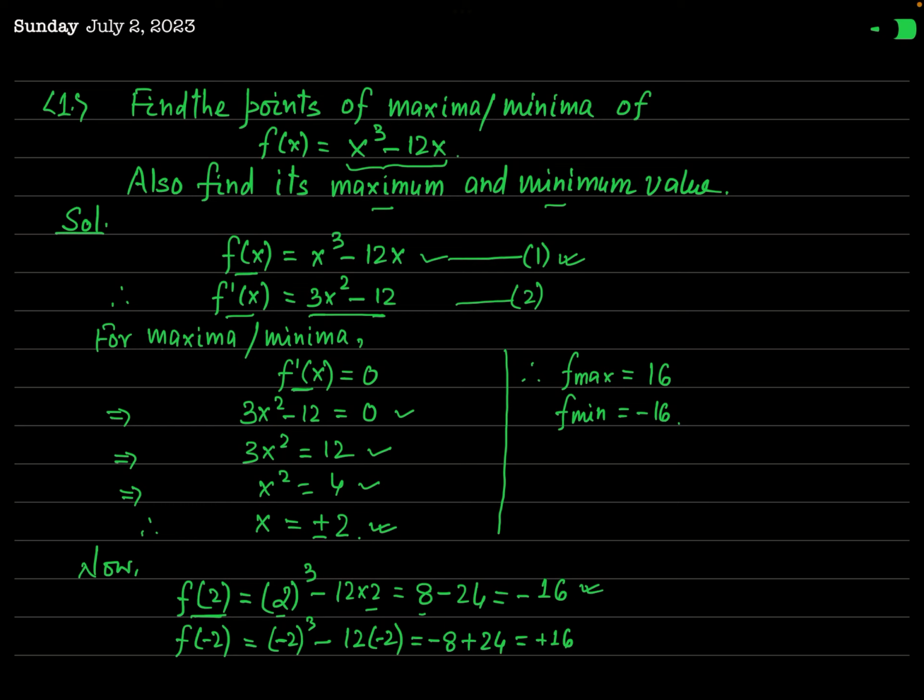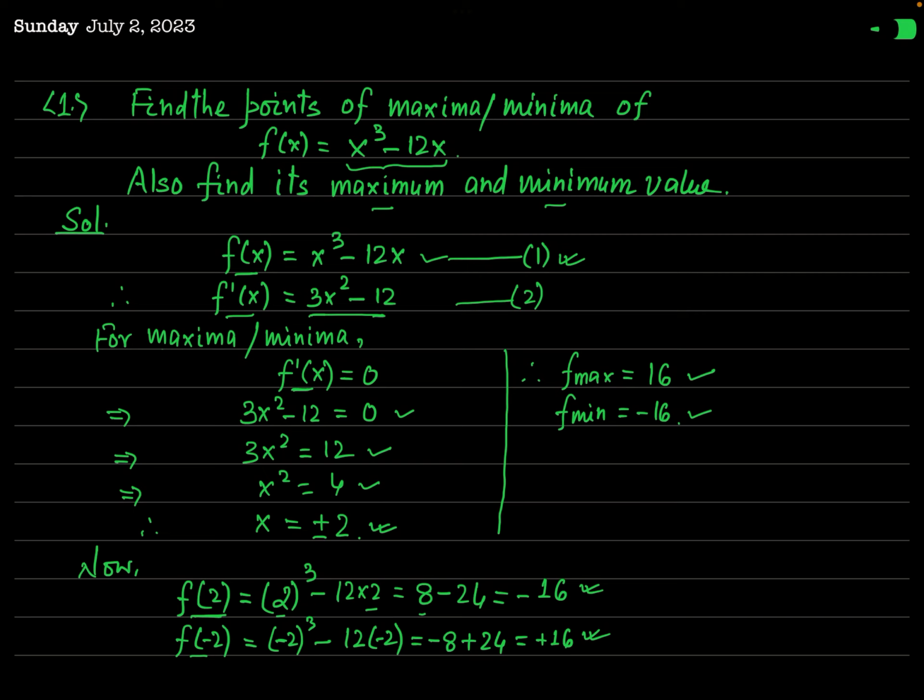Now we will find the same function when x is equal to -2. So that has been written as f(-2), and that will be what? This is (-2)³ - 12 × (-2), and this will be equal to +16, as you can see. So examining these two values, you can easily say that the maximum value of this function is 16 and its minimum value is -16. So this was a very simple problem, and I hope you have clearly understood its solution.